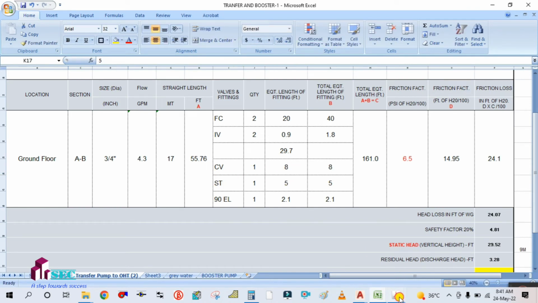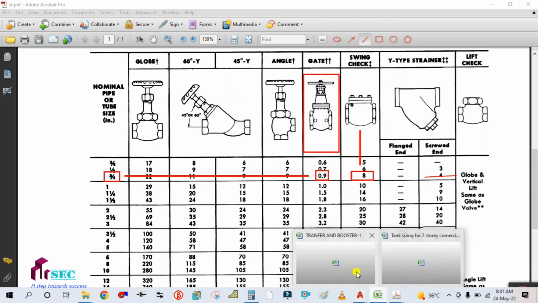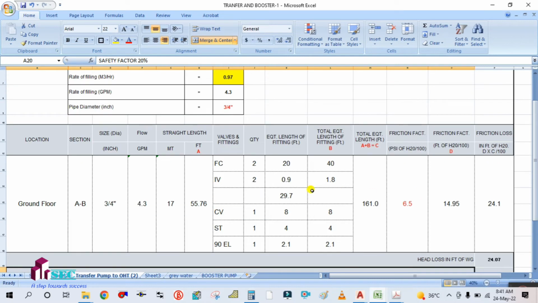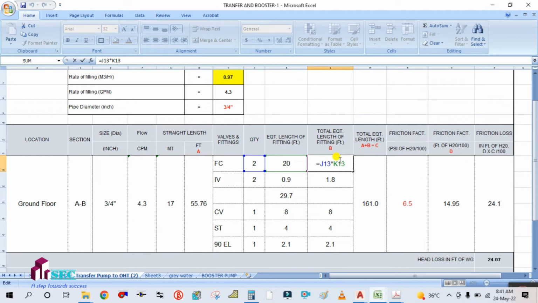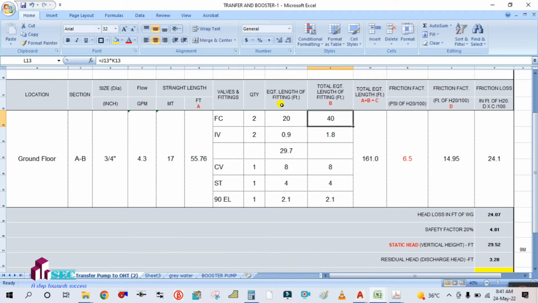For the strainer, this is your strainer. Again, this is a screw end, so it means 4. For a strainer it is 4. This is the equivalent length of the fitting, and the total equivalent length of the fittings already multiplies the single length by the quantity. So this is the total.